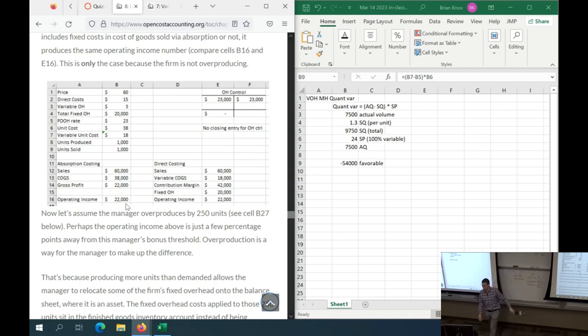We can add 3 zeros if we want: $25,000 or $25 million. So that's not going to cut it. So let's try and overproduce. What that does is that it says let's overproduce by 250 units. Those 250 units will be unsold.